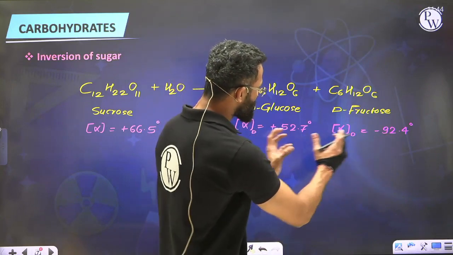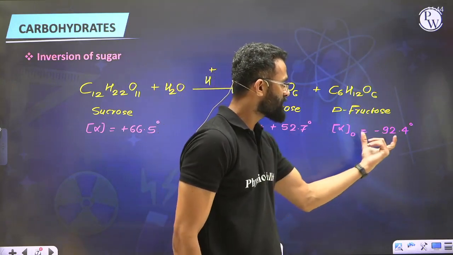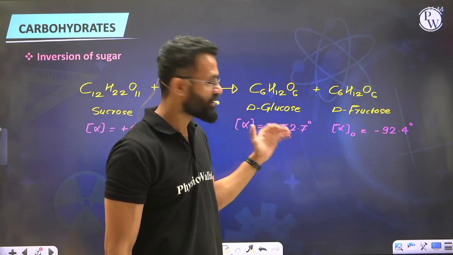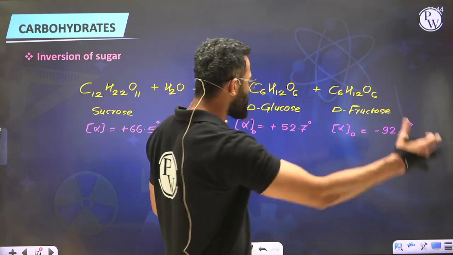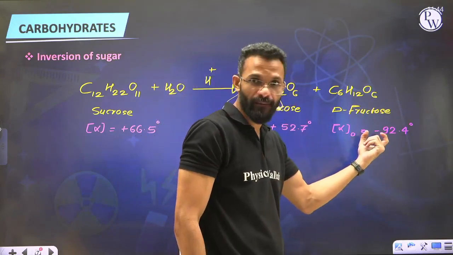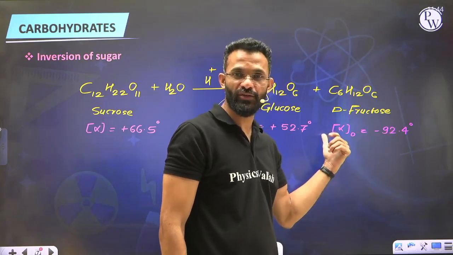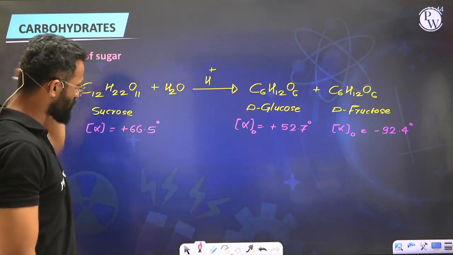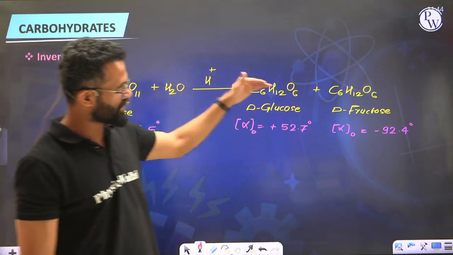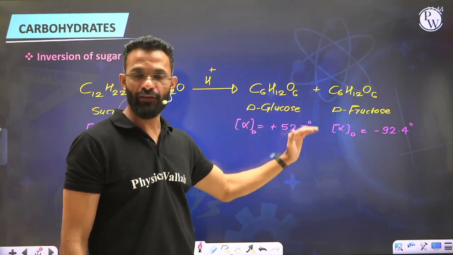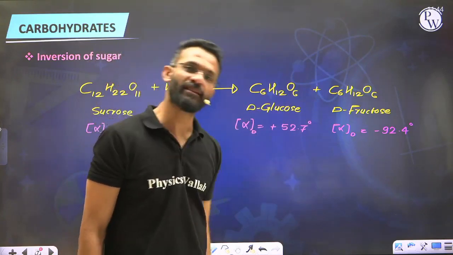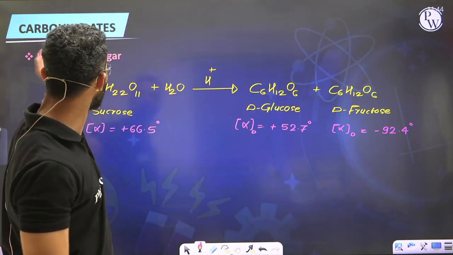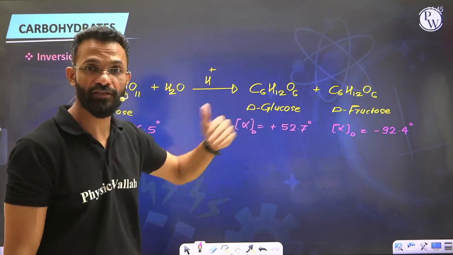So the overall mixture's optical rotation: you will see the levorotatory optical rotation is more than that of the dextrorotatory, which means the overall optical rotation of the mixture is going to be levorotatory, because levorotation is dominant over dextro. So if you see the overall change, the starting compound is dextrorotatory, and upon hydrolysis it gives you a mixture which is overall levorotatory. Such a change in the optical rotation as a result of the process of hydrolysis is known as inversion, because there is a change in the optical rotation from plus to minus.